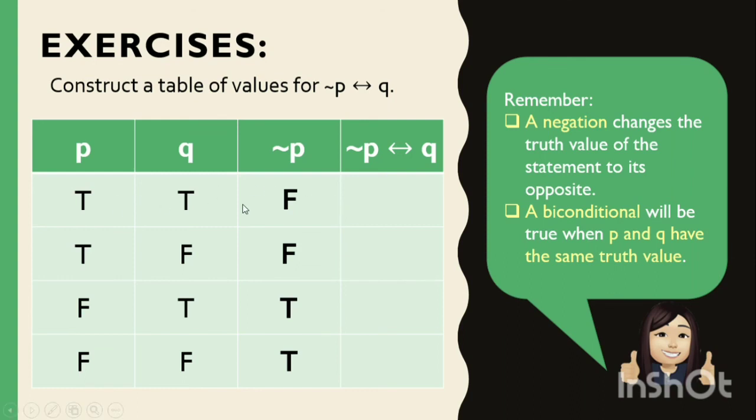So we will only look at not P and Q. We'll only look at these two columns. Not P if and only if Q. So we have here false, true. They don't have the same truth value, so the whole statement will be false. We have false, false. Both of them are false, so the whole statement will be true. Here we have true, true. They have the same truth value, so the whole statement will be true. Next, we have true, false. So the whole statement will be false.